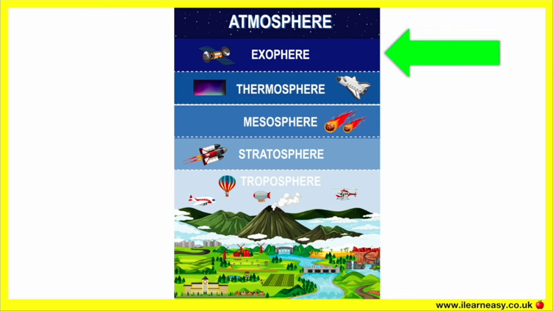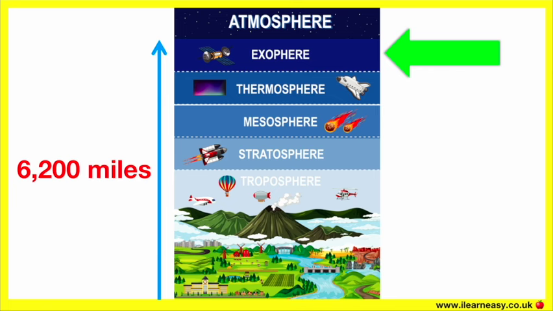Exosphere. The exosphere is located about 6,200 miles above Earth's surface. It's the highest layer of the Earth's atmosphere. The air is very thin in this layer and there is also no weather at all. The molecules found in the exosphere are of extremely low density. Therefore, this layer doesn't behave like a gas, and the particles in this layer escape into space. Most Earth satellites orbit in the exosphere.